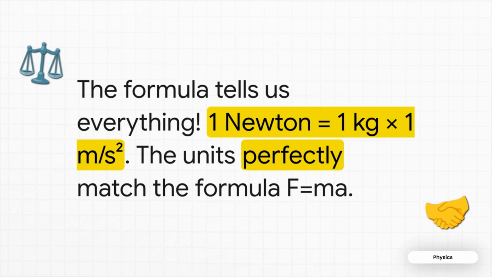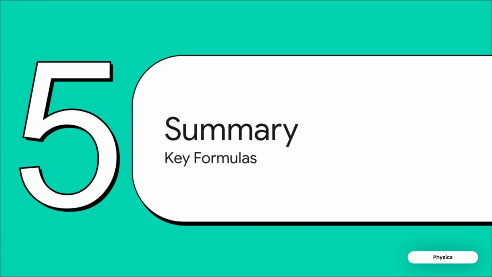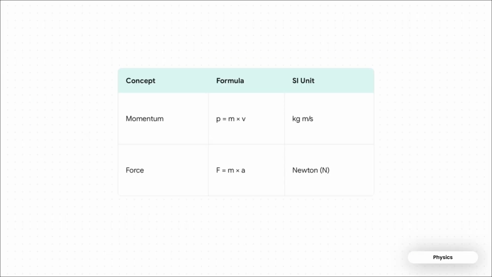It's really that simple. Okay, let's quickly summarize everything we've covered in this explainer. I'm going to give you the key formulas that are going to be most helpful when you're revising. Everything you need is right here in this table. For momentum, the formula is P equals m times v, and the unit is kilogram meter per second. For force, the formula is F equals m times a, and the unit is the Newton. My suggestion, just take a screenshot of this. It'll be perfect for your notes.